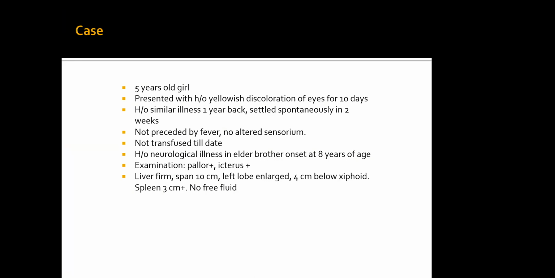However, not all patients have a hematological basis. So we had this 5-year-old who came to us with yellowish discoloration for the last 10 days, but a history of a similar episode about a year back, that settled spontaneously in 2 weeks, doesn't have any history of fever or altered sensorium, has never been transfused, but there is again a history of neurological illness in the elder brother, which started at 8 years, and they just lost the brother as well.